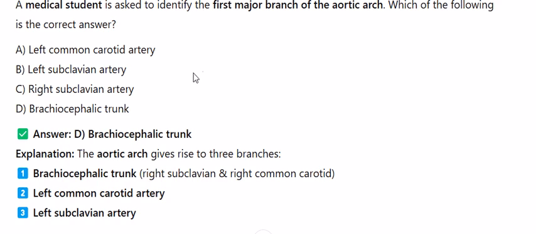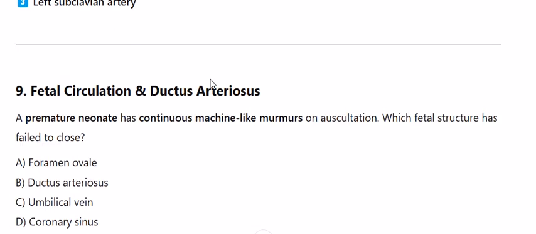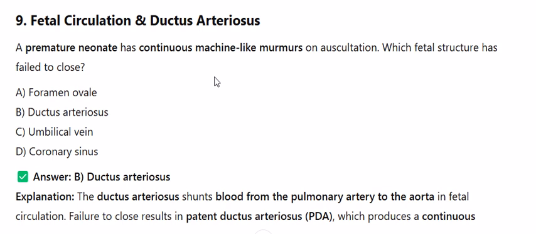9. Fetal circulation and ductus arteriosus. A premature neonate has continuous machine-like murmurs on auscultation. Which fetal structure has failed to close? A. Foramen ovale. B. Ductus arteriosus. C. Umbilical vein. D. Coronary sinus. Answer B. Ductus arteriosus. Explanation. The ductus arteriosus shunts blood from the pulmonary artery to the aorta in fetal circulation. Failure to close results in patent ductus arteriosus, PDA, which produces a continuous murmur.